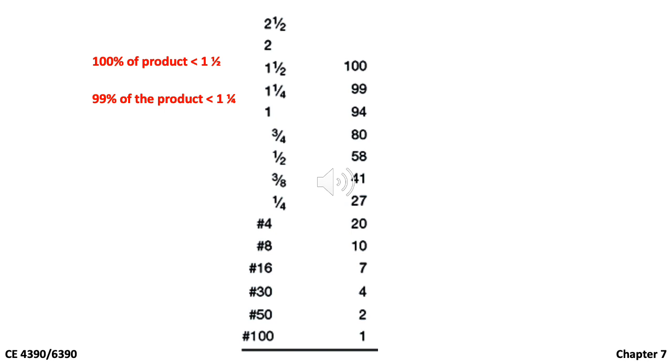So the portion of the aggregate between 1.25 to 1.5 inch will be 100%, which is the percent passing of the upper size, subtracted by 99%, which is the percent passing at the lower size, or 1%. So if you keep reading these columns to the end, you will know the percent passings for other material sizes.